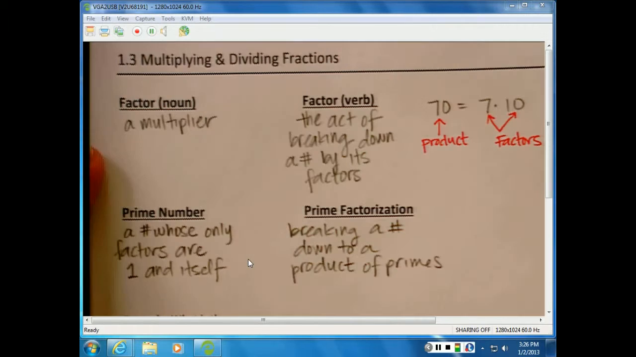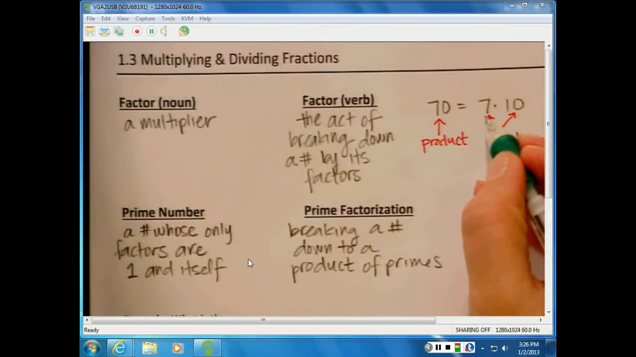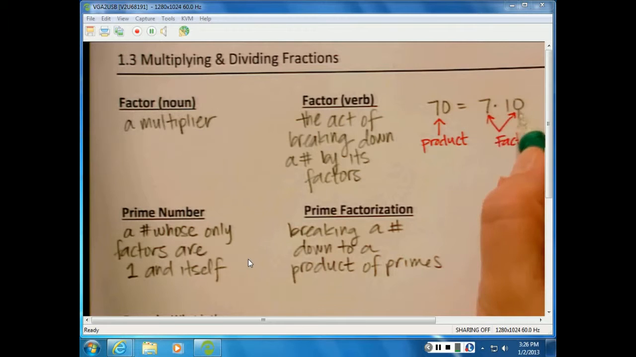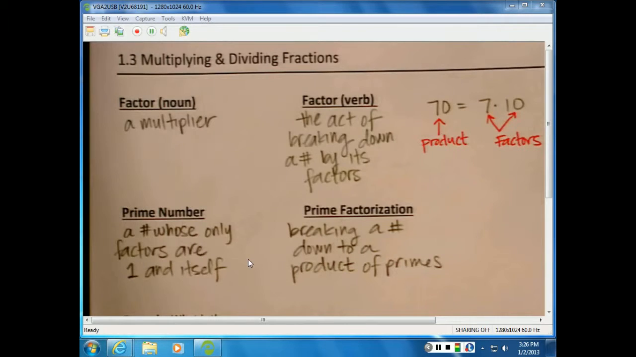So let's consider the number 70 again. 7 is a prime factor because the only thing that makes 7 is 1 times 7. 10, however, is not prime because 10 can be broken down further into 2 times 5. If you're looking for prime factorization, the best method is to make a factor tree.